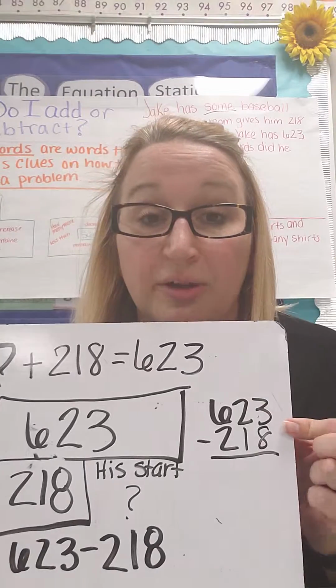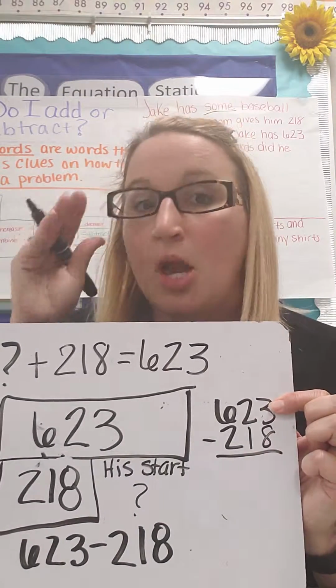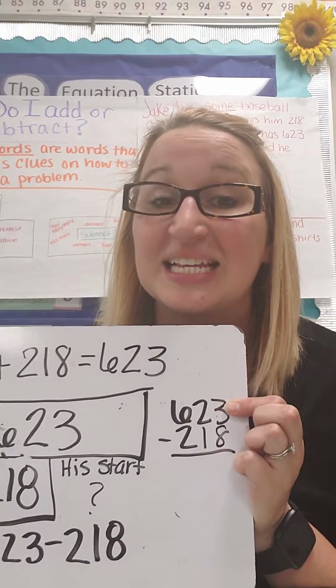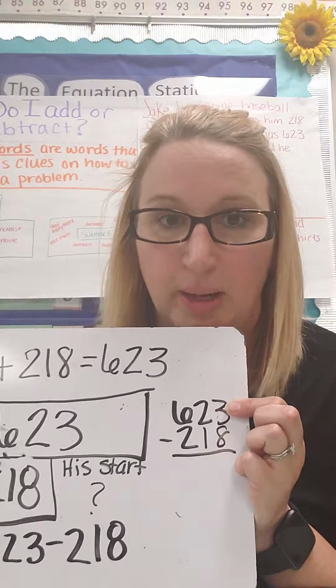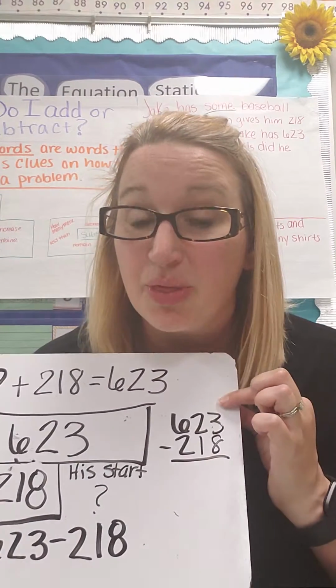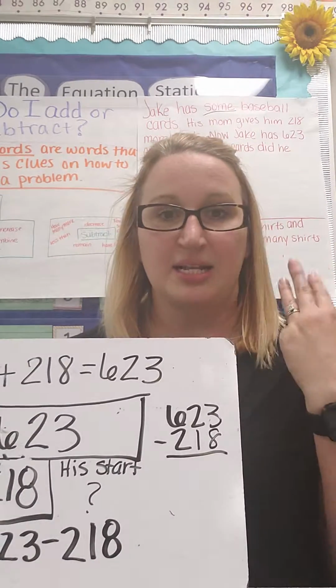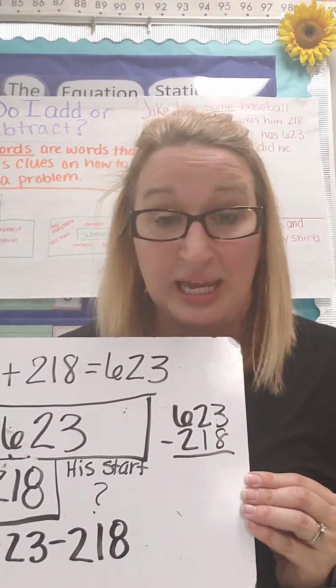With the standard algorithm, you always start in the ones place first. Say it with me. Ones place first. Always. No matter what. Okay. So we're going to start with our 3. If I have 3 ones, can I take 8 away? 3 minus 8. Nope. Can't do it.